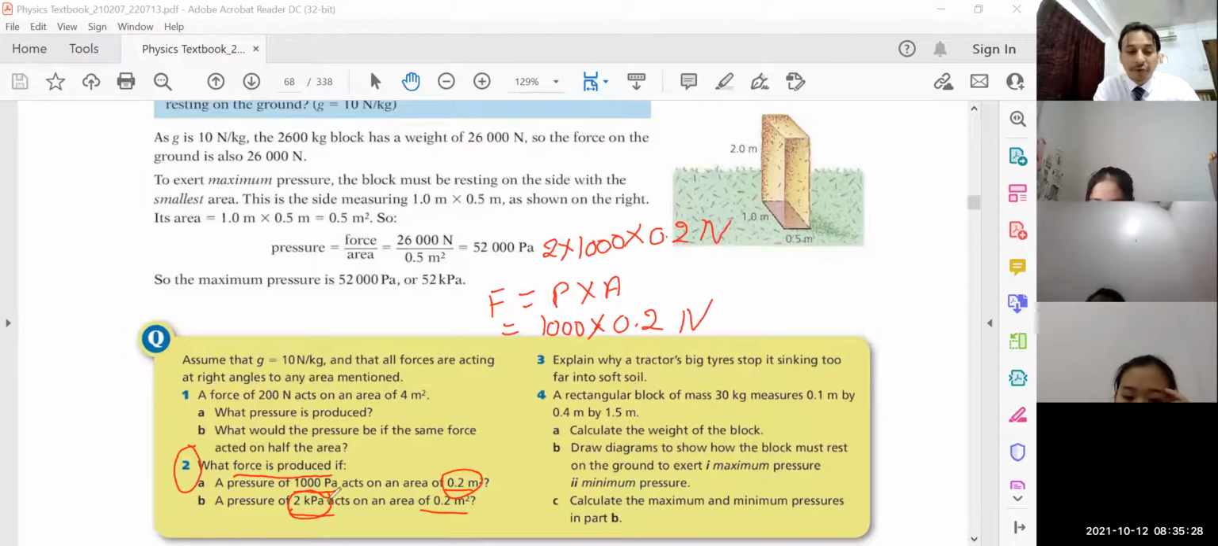Again, children, listen carefully. You need to convert kilopascal into pascal while you are finding the answer for force. If you keep it 2, then your answer will be considered wrong. So kilopascal must be converted into pascals. Okay, rest of the questions, children, please you do by yourself. All questions are very simple in this exercise.